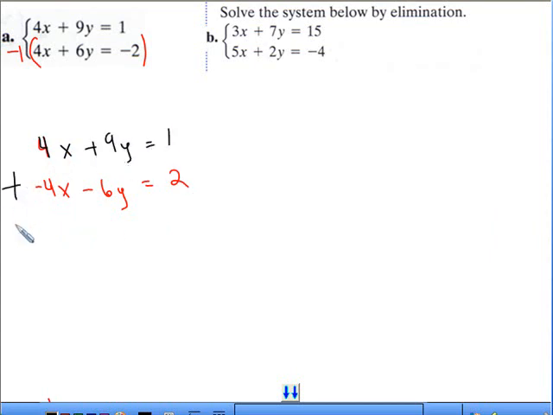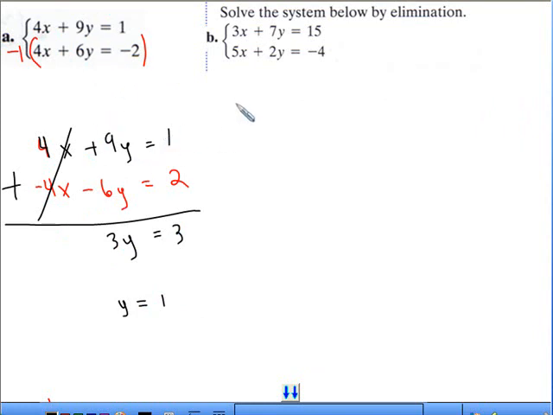Now we're going to add these equations together, because the x's will eliminate now, which is what we want. Combine these, we're going to get 3y is equal to 3. Divide both sides by 3, so y is going to equal 1. Now you know what y equals. Just plug it into either one of these equations and solve for x.